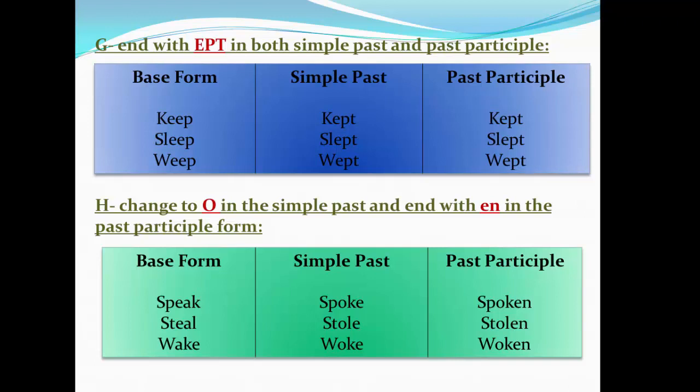Other verbs change to O in the simple past and end with EN in the past participle, like the verb to speak becomes spoke in the simple past and spoken in the past participle. Speak يعني يتكلم. Speak, spoke, spoken. Steal يسرق. Steal, stole, stolen. Wake ينهض. Wake, woke, woken. Okay?